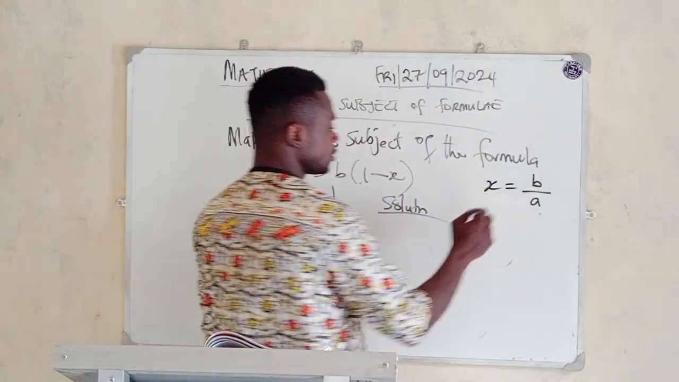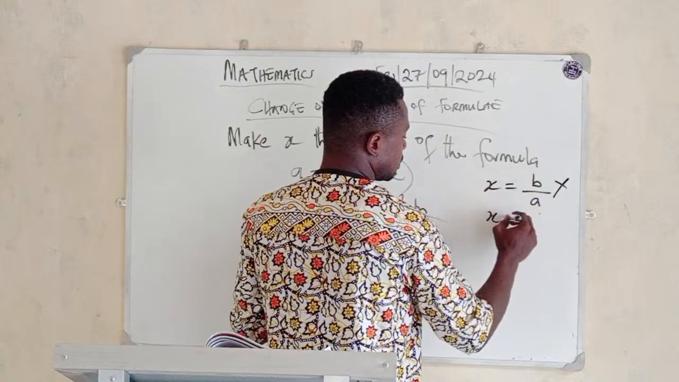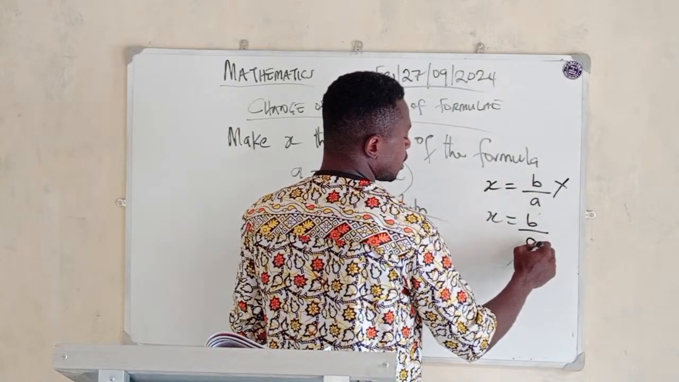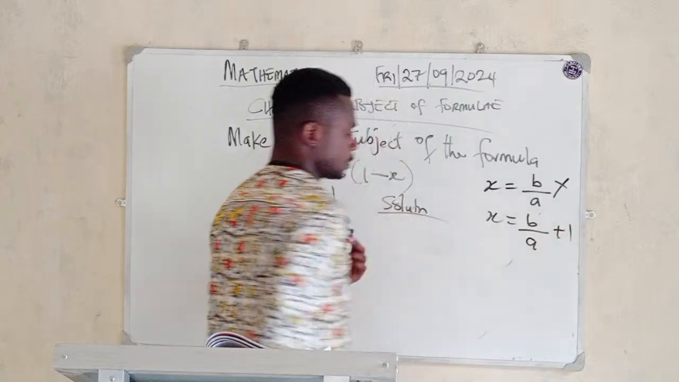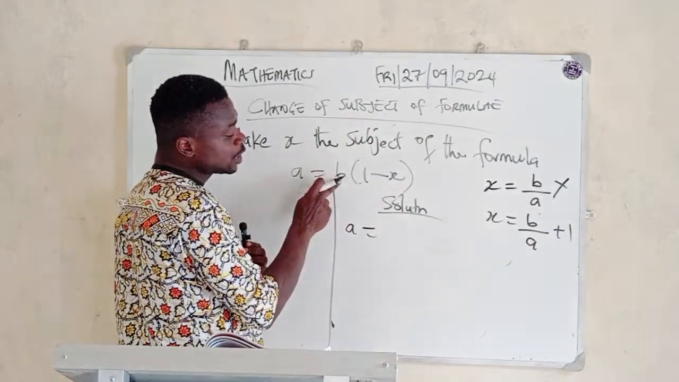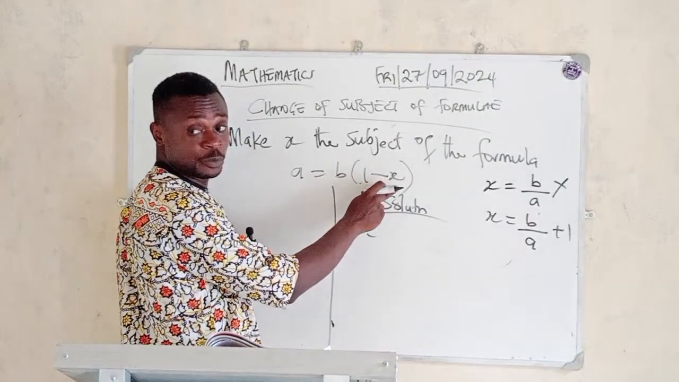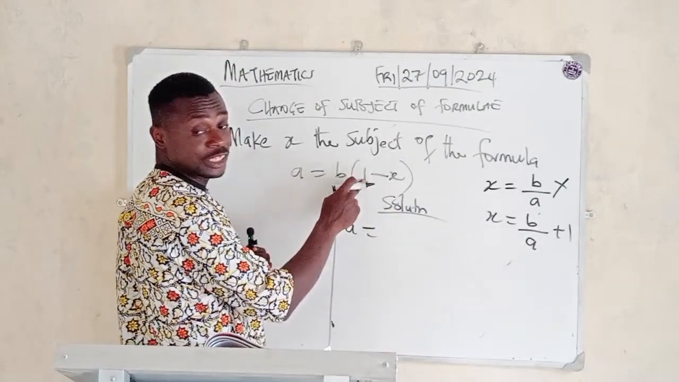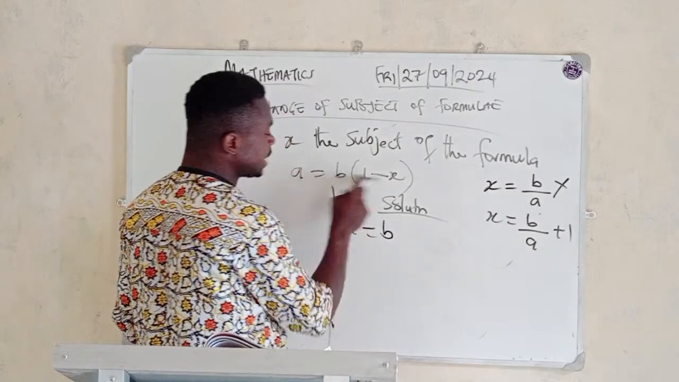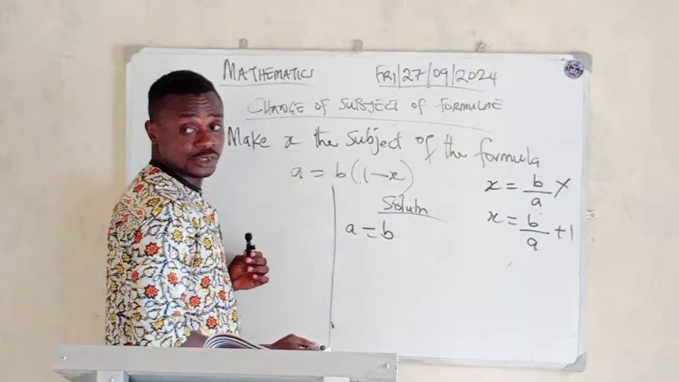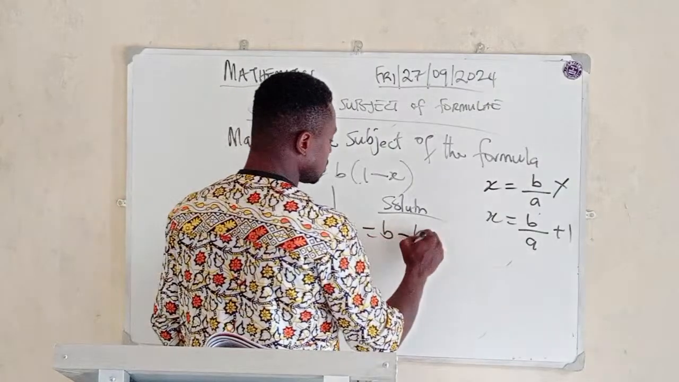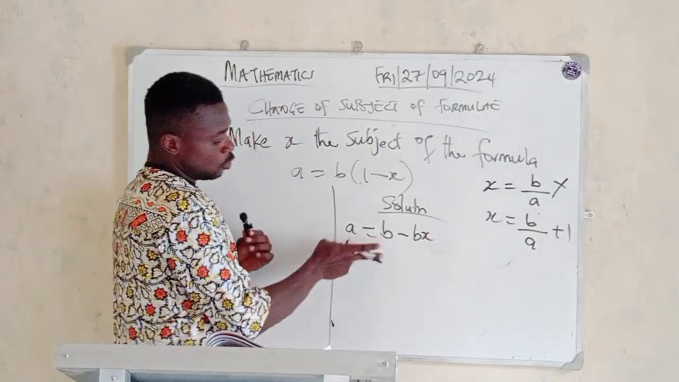X is what? B over what? B plus 1. To open the bracket, you use this B to multiply everything inside the bracket. B times 1 is what? B. B times minus X is what? Minus Bx. We have opened the bracket.